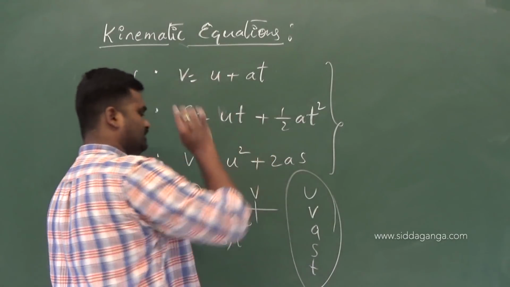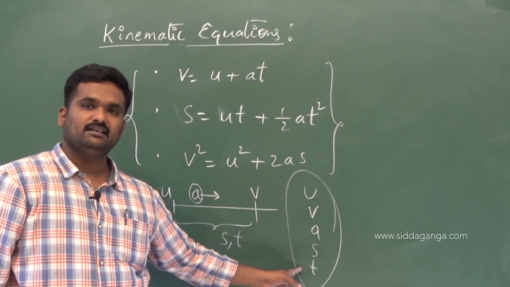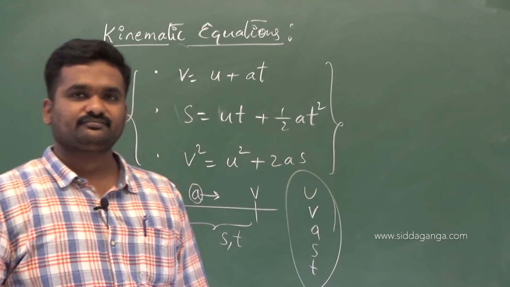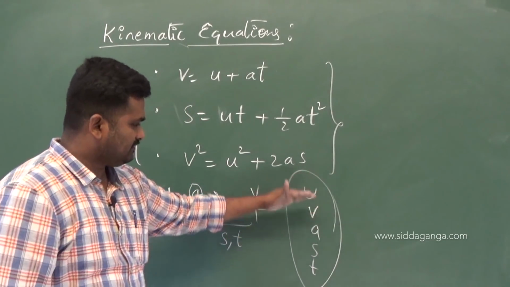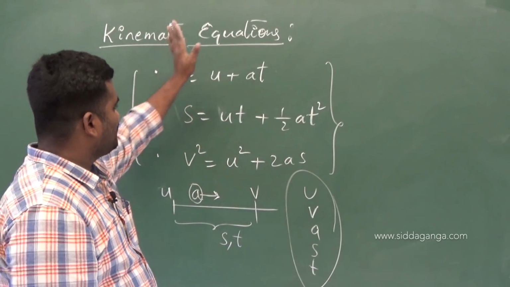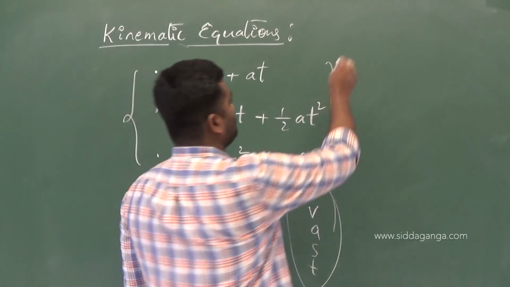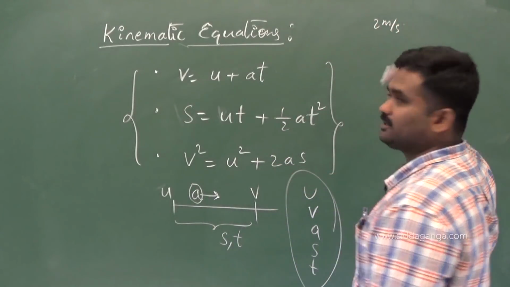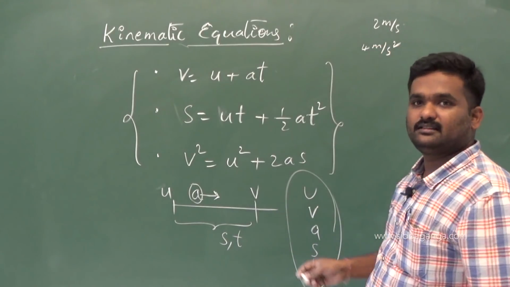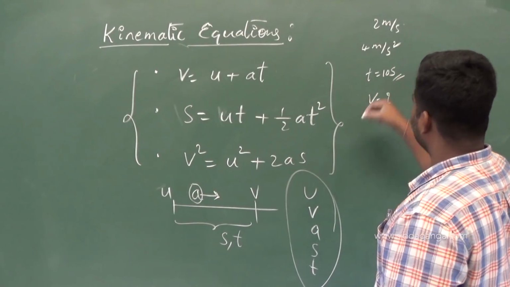How do you need to make use of this? Initial velocity, final velocity, acceleration, displacement, time. Study about this. It is just like a software which you have to install into your mind. With these parameters, we have to find out various values. For example, they will give: initially the body is moving with an initial velocity of 2 meter per second, with uniform acceleration of 4 meter per second square, and it traveled for a time of 10 seconds. Then what will be its velocity after 10 seconds, they will ask.